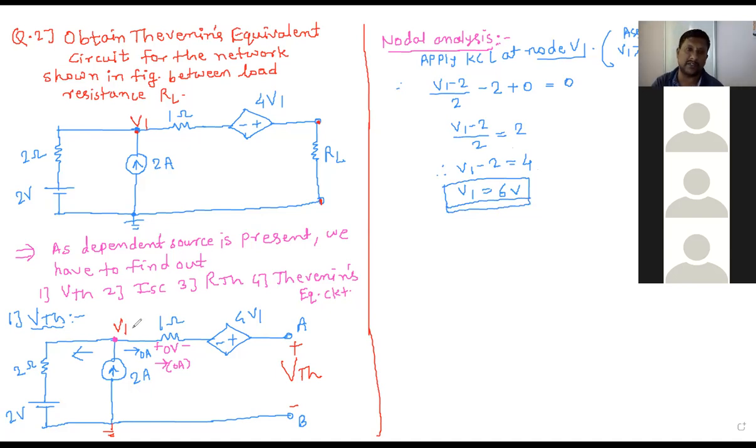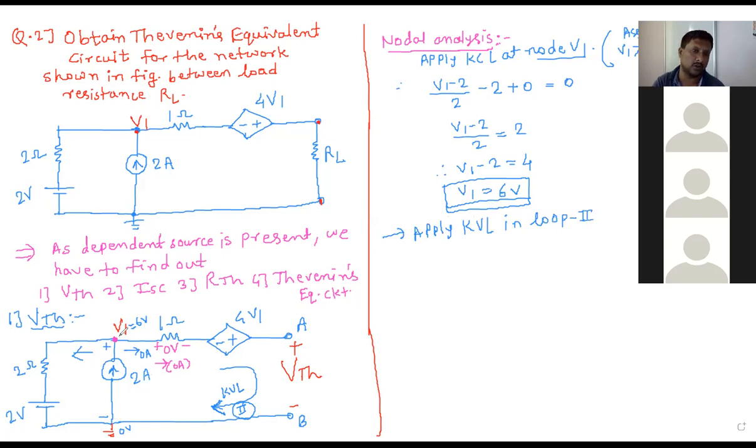Now once I get V1 is equal to 6 volt, I will write here 6 volt. Here it will be plus and here minus, because ground is 0 volt, that is the negative. Now plus minus is here, minus plus is here. Now VTH is here. So apply KVL in this loop. I will call it the second loop. So apply Kirchhoff's voltage law in loop 2. Now how to apply the KVL, that you know.